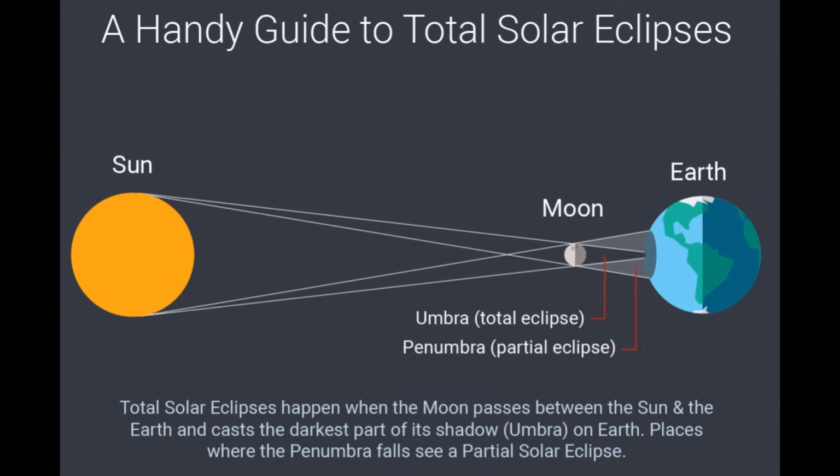This diagram shows you a total solar eclipse. So the sun is on the left, the moon is in between, and the earth is on the right. So what do you think umbra means? What is umbra? And what is penumbra? So what is the answer? Why do you think you get a solar eclipse?